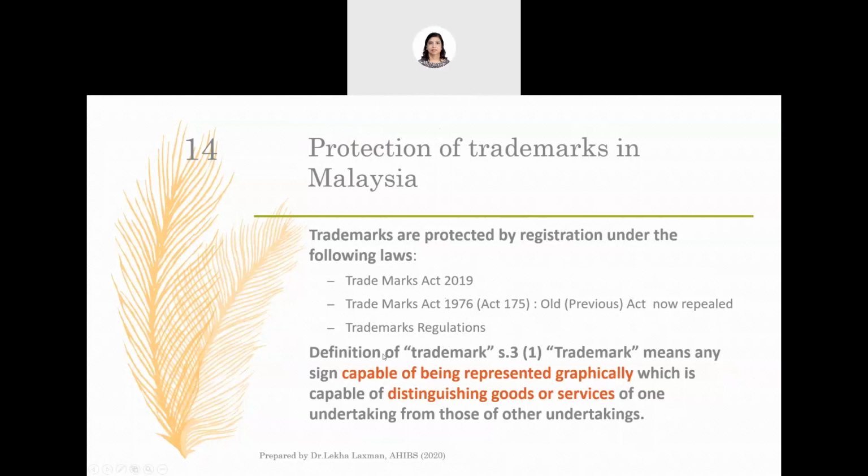Okay, so what is the definition of a trademark? Trademark means any sign capable of being represented graphically, that means through some kind of sign or symbol, which is capable of distinguishing goods or services of one undertaking from those of other undertakings. Undertaking here refers to businesses, right?